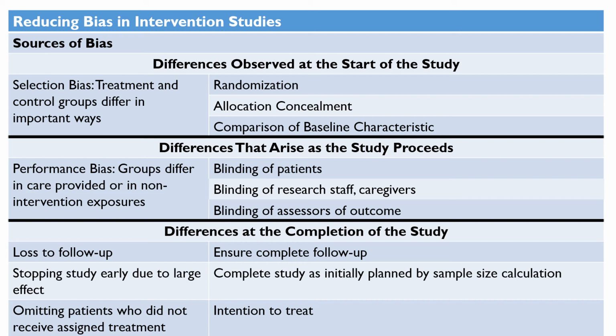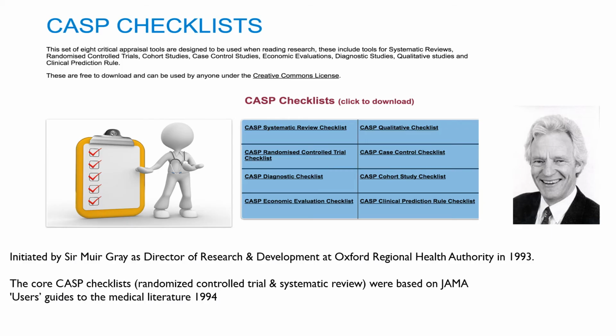We try to ensure complete follow-up. Stopping the study early due to large effects: try to complete the study as initially planned and have a very, very high bar for stopping. And then omitting patients who did not receive assigned treatment. You would deal with this through intention to treat. So we're going to talk about these more when we meet to build our trial of Casimia to potentially help our patient, right?